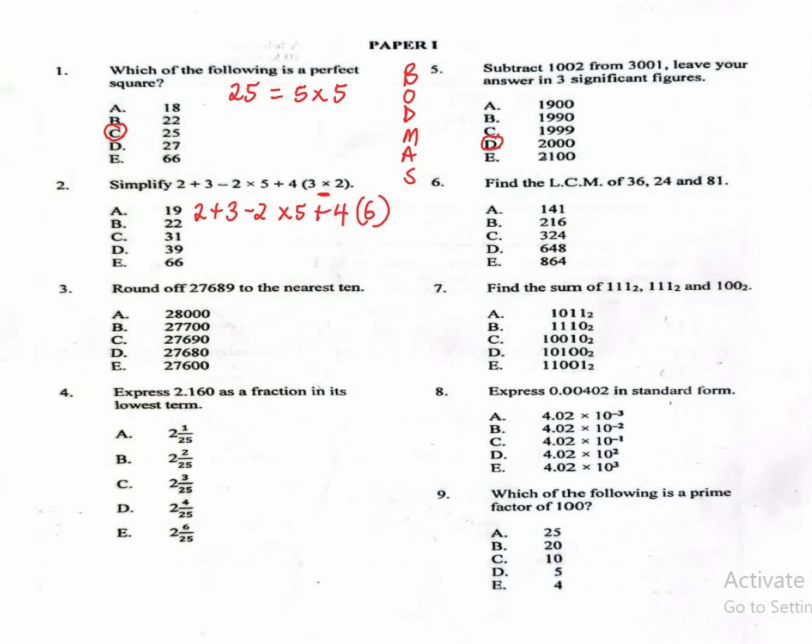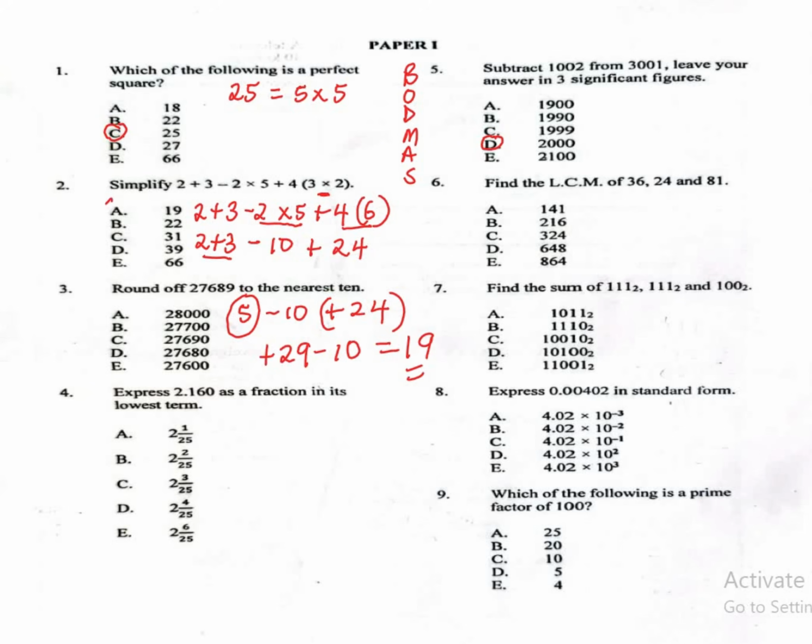We go to multiplication. 2 plus 3, I won't do addition until I multiply, minus 2 times 5, yes, 10, plus 4 times 6, 24. Now I can do addition. 2 plus 3, 5 minus 10 plus 24. Now plus 4, 5 is a positive number. You must do subtraction last. Plus 4 plus 24 plus 5 is plus 29. Now minus 10, my answer will be 19, which is option A.